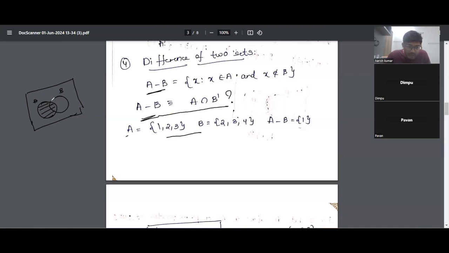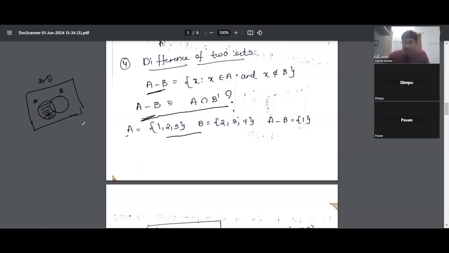So what is in B? This common part is entirely in B, so I'll have to remove that. So this will be A minus B, right? Understood?